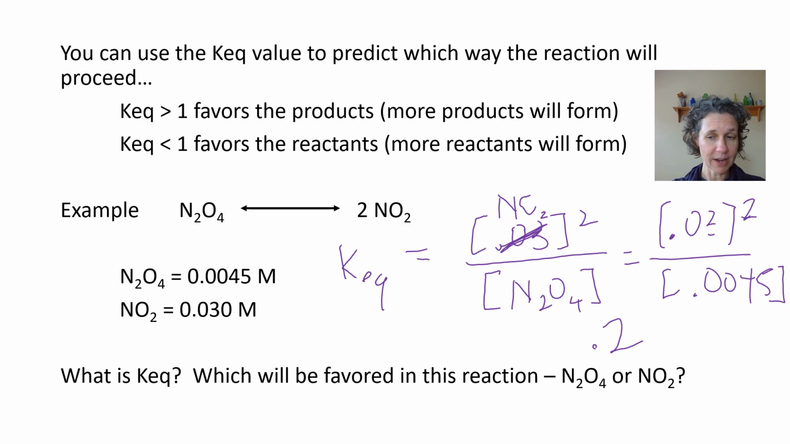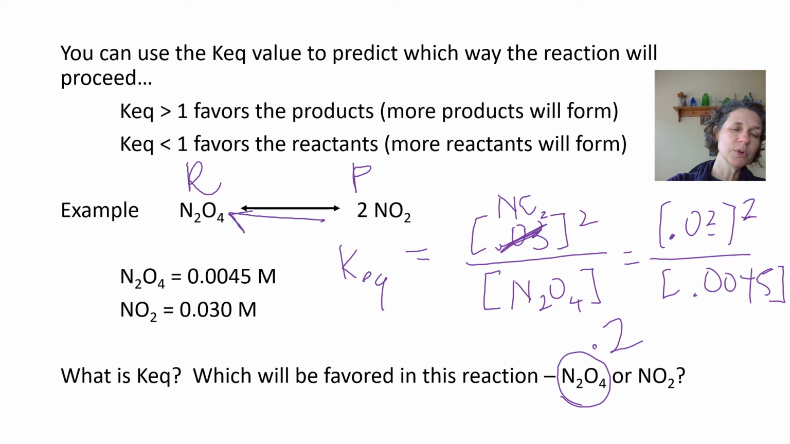the reactants are favored. So remember, this is still reactants and this is still products. So our N2O4 is the favored side, which basically means if you're looking at this reaction, it tends to be going more this way and just a little bit that way. So at any one time, you're going to have more of the N2O4 in the beaker, or wherever you have it.